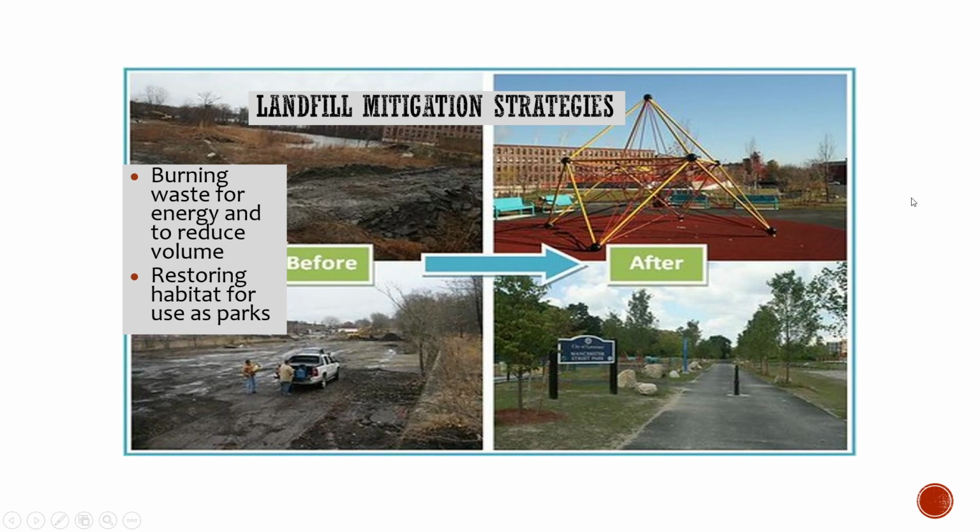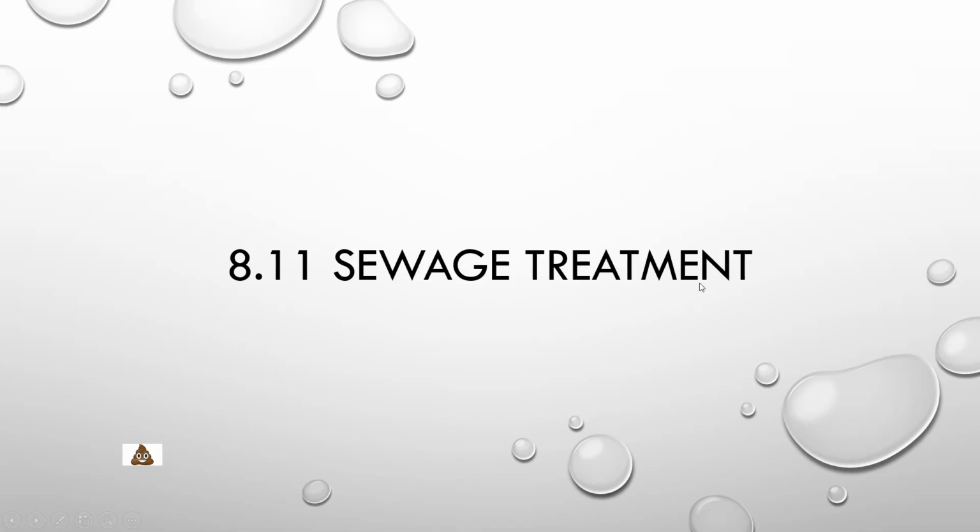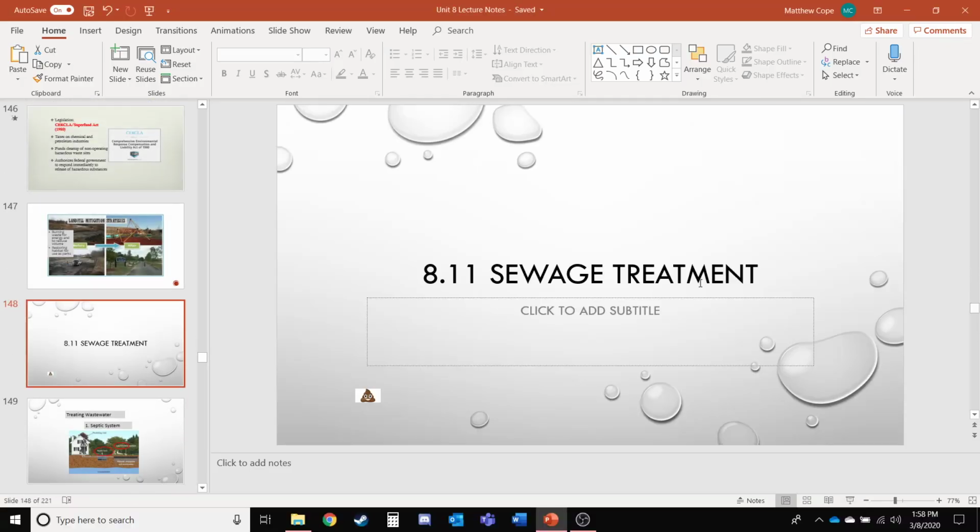Some of the landfill mitigation strategies, obviously, are burning waste for energy and reducing volume, and then restoring a habitat to be used for parks. So this would be before, and this is the after, but just properly reusing an area, putting a playground on top of a landfill so that it can still be used, and really just restoring the habitat. So that's going to be the end of our 10th video.